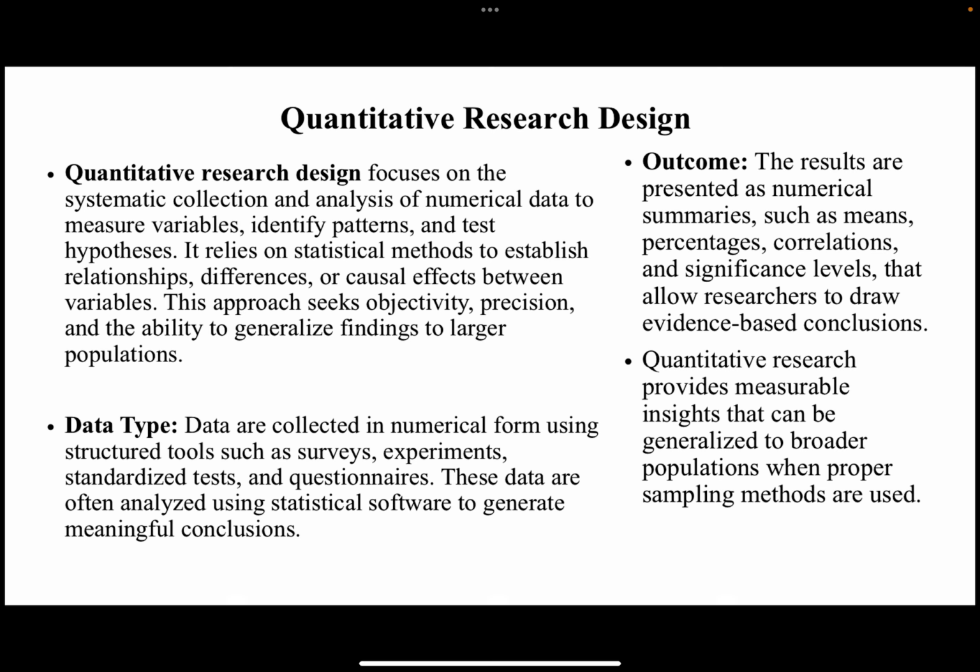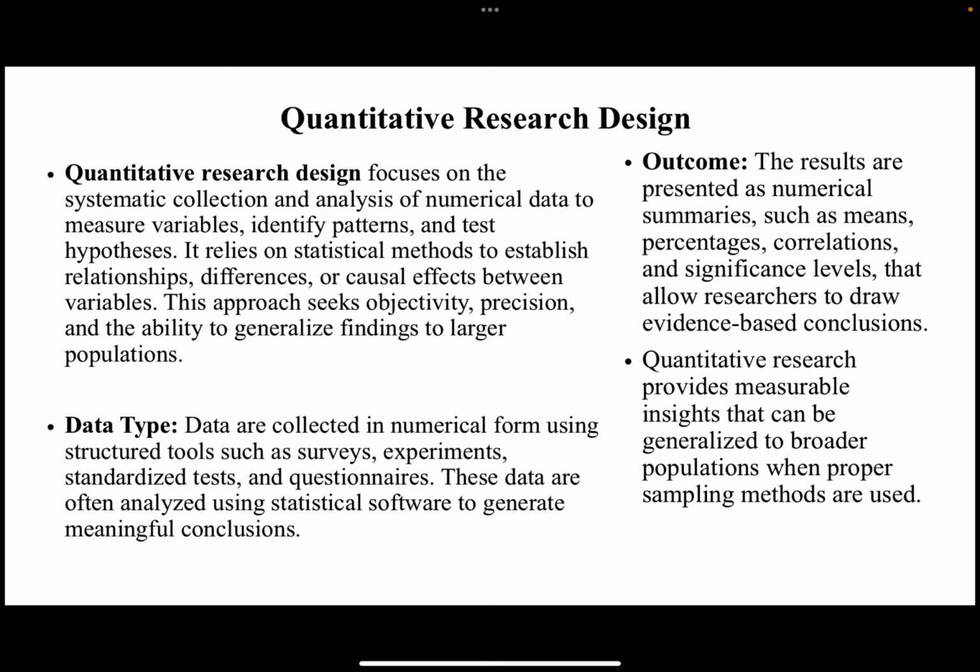So you are doing a study, you want to measure prevalence. You want to test hypothesis. You want to look at relationships. You want to understand trends. You want to understand patterns. The best design to use is quantitative design.